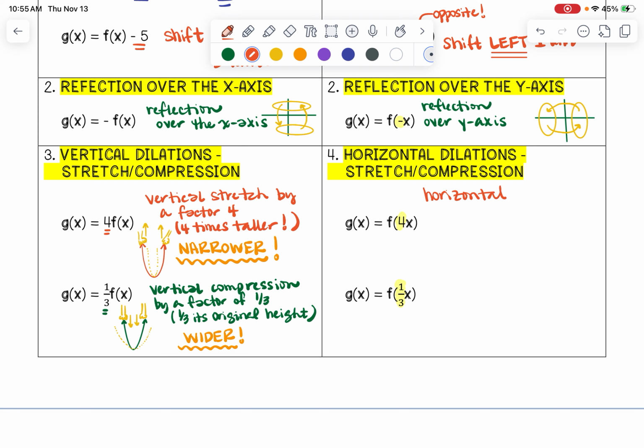All right, so if your number is bigger than 1, I'm going to write it right here. It's actually a b, but if the number is greater than 1, then it's a horizontal compression. And it's a horizontal compression by 1/4, the reciprocal of 4. Okay, it's always the opposite or the reciprocal of what you're looking at inside the parentheses.